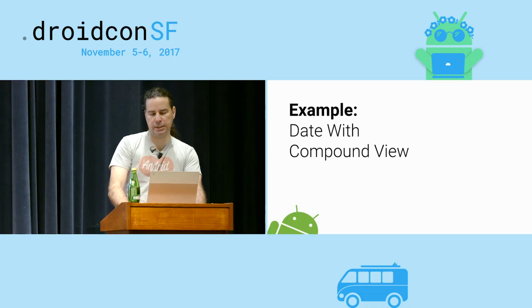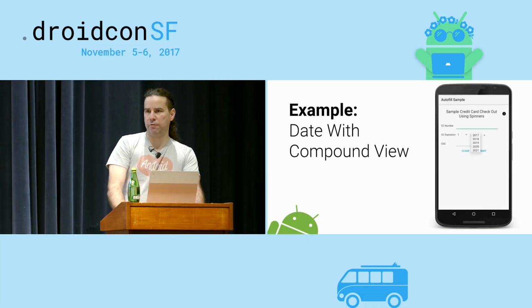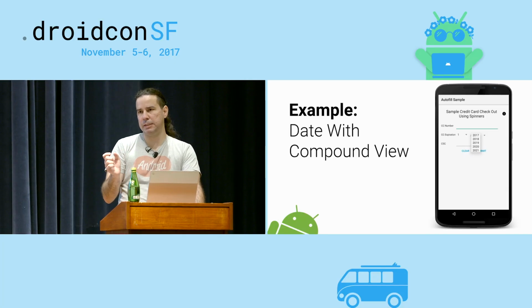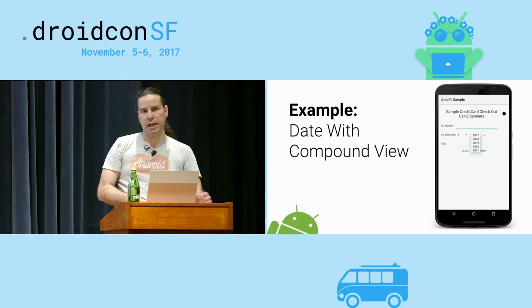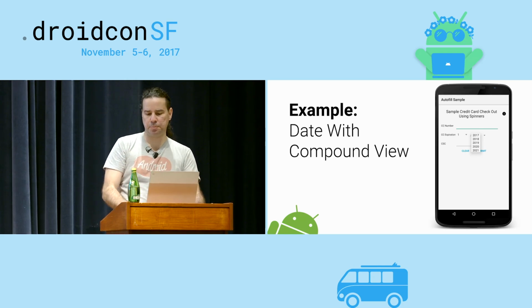Now let's take the other example, which is expiration date as a compound view. From the UI point of view, this is exactly the same UI. I have two spinners. The difference is that these two spinners are located in another view, like a layout or frame layout. But from the autofill point of view, that's the view that should be autofilled. My view is handling the state of the child views.